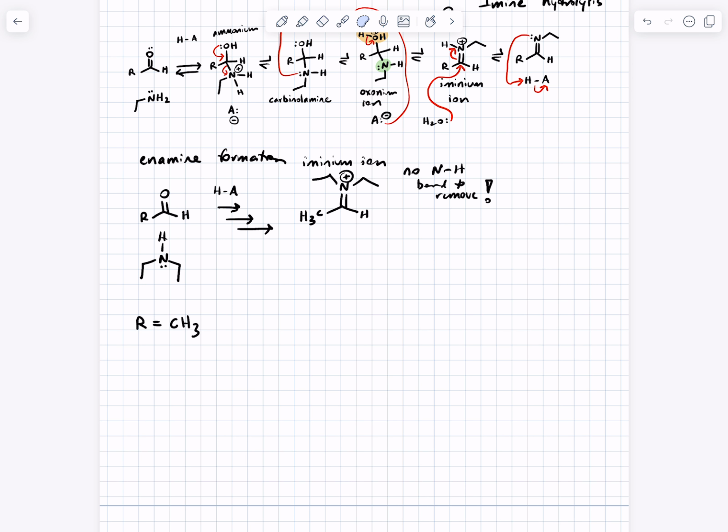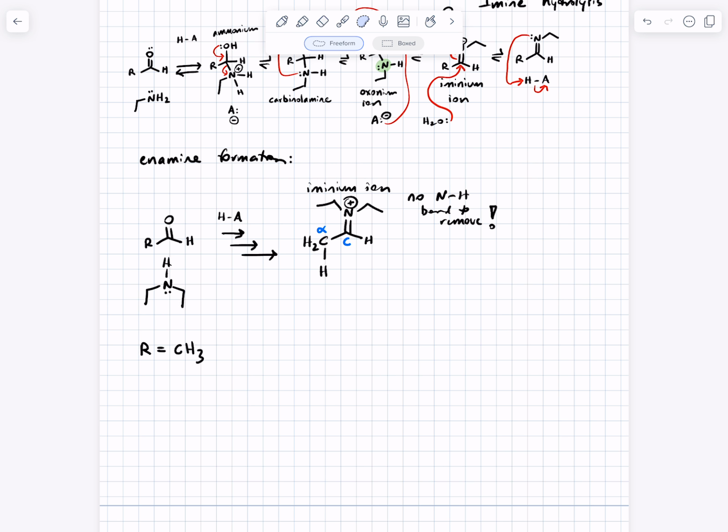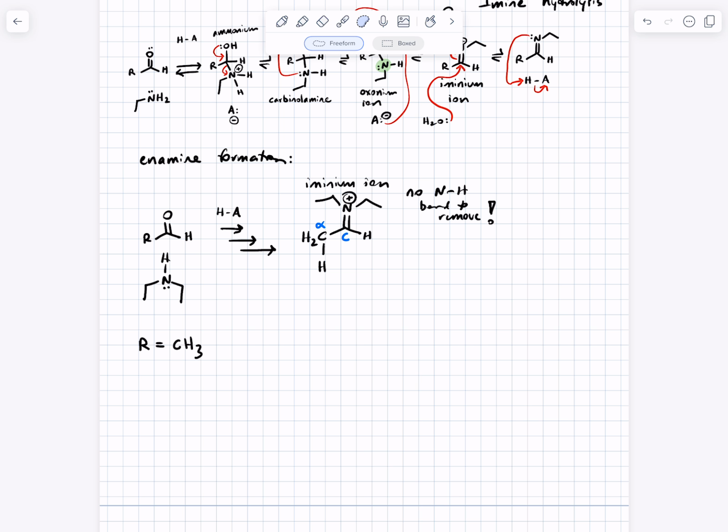There's no NH bond to remove in the iminium ion, but there are some CH bonds here on the methyl group. Notice that this methyl group is alpha to the iminium carbon. I'm still going to call it the carbonyl carbon because that's where it came from. And we will see, for reasons that we'll talk about a lot more in an upcoming chapter, that protons that are alpha to carbonyls are more acidic than you would expect for your normal everyday CH bond.